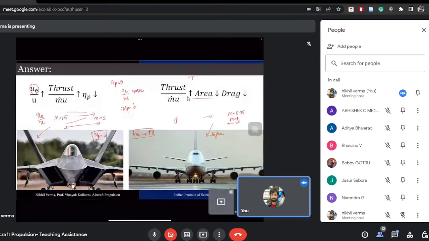So the thrust is given by m dot times (v exit minus u), where u is the aircraft velocity and v exit is the exhaust velocity. So for a fighter jet, you have a higher thrust per m dot for this equation.